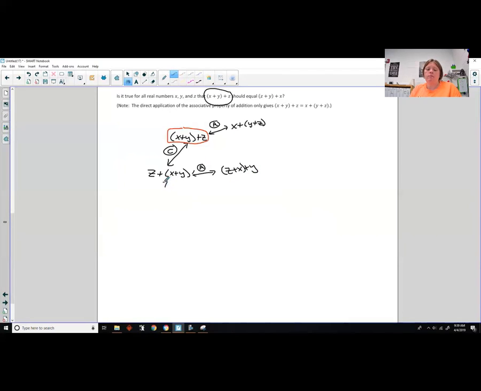Okay, and then if I do the commutative property down here, commutative property says I can have the quantity x plus y plus z. Okay, so the only thing that changed here was the order of our 2 groups. z in the group x plus y. X plus y came first, now the z.